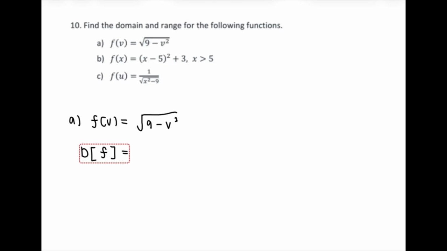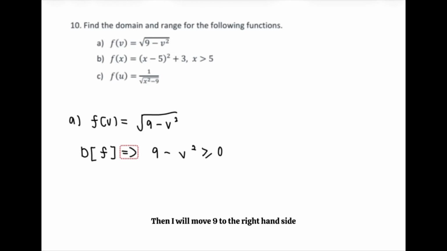Okay, so as you notice here, we are given a square root function. That means whatever is inside the square root must be greater than or equal to 0. So I will start with the condition 9 minus v squared more than or equal to 0. Then I will move 9 to the right-hand side, which gives us negative v squared more than or equal to negative 9. And then I'll divide both sides by negative 1.